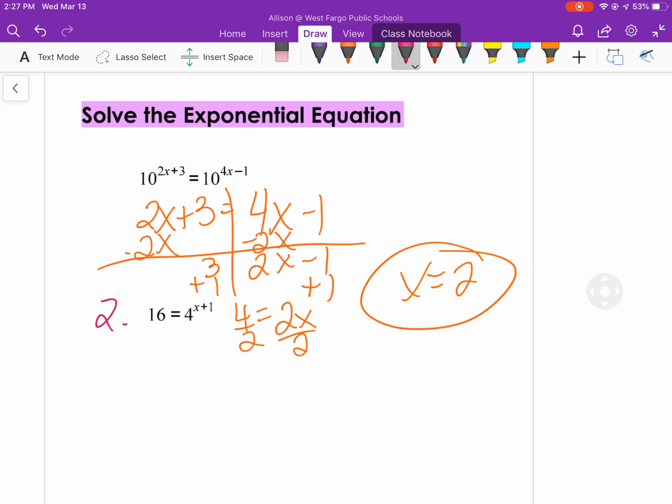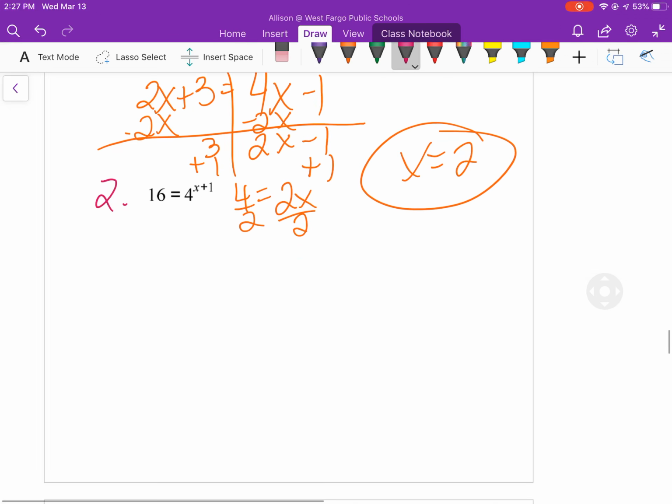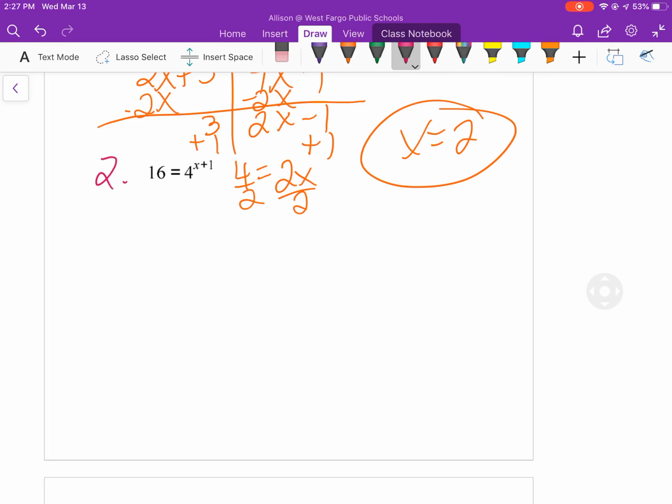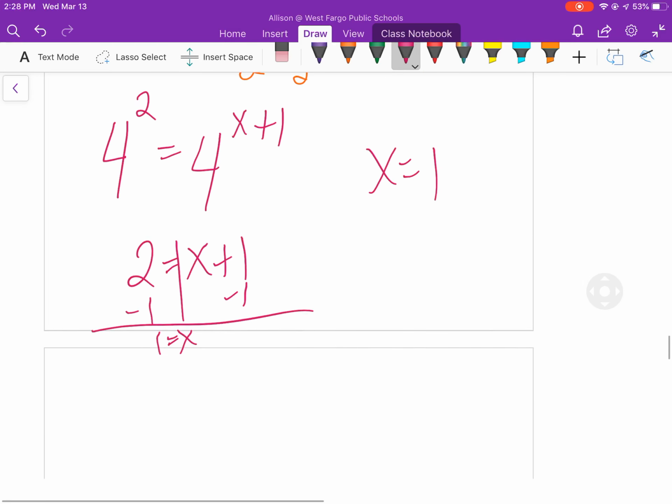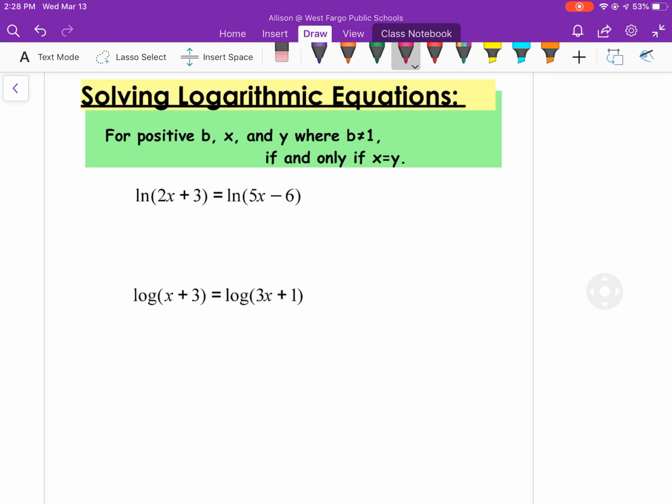Notice this one, number 2 here, this is the same type of problem, but it looks a little different. I have 4 to some power equals 16. But you have to use your critical thinking and say, okay, 16, that's the same thing as 4 squared. Well, if 4 squared equals 4 to the x plus 1, now my bases are the same, which means my exponents, 2 has to equal x plus 1. Finish solving for x, and we get x equals 1. So x equals 1, because 4 squared here would give me 16. So that's a little mental math too, but since if the bases are the same, what's raised to the power has to be the same.